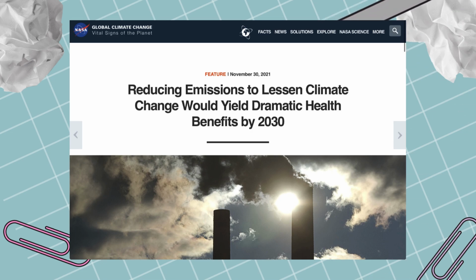Step number 6 is to take notes. Make sure to highlight key points, statistics, and quotes from an article. Now note where you found each piece of information so you don't lose it and can cite it later.